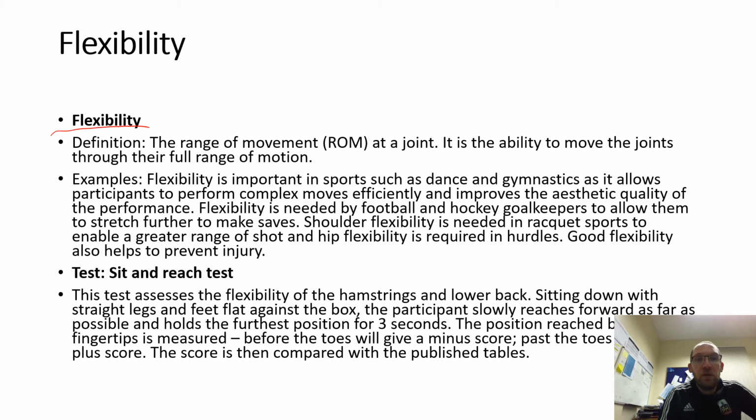Flexibility. The definition, the range of movement at a joint. That is the key. That is what they're looking for, the range of movement at a joint. It's the ability to move the joint through its full range of motion. But the key part there is the range of movement at a joint. The test here is the sit and reach test. So read through this, make sure you explain it. This is the one where we sit with our legs flat on the floor. There is a box and we stretch as far as we can to try and touch the top of the box. But I will do another video showing these different tests.